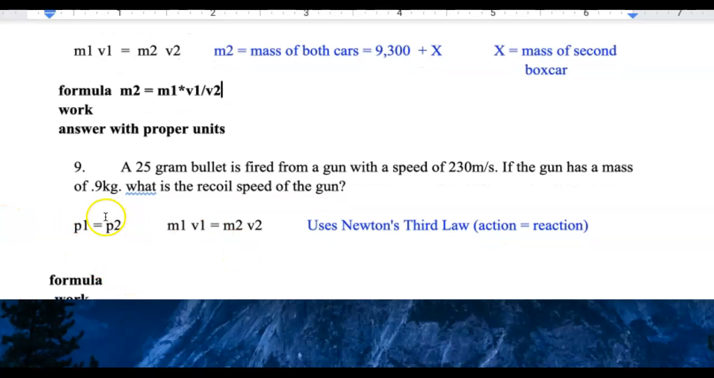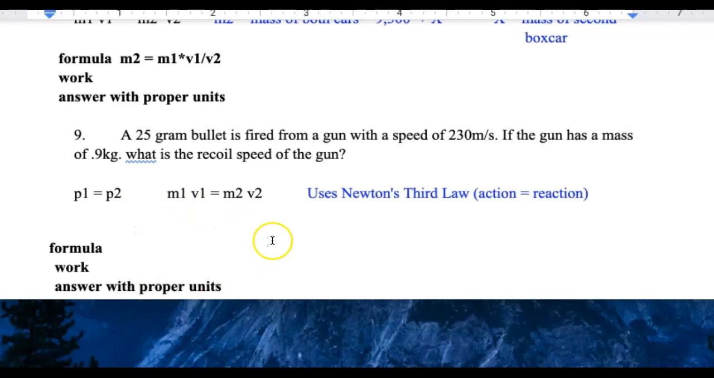All right, so you're going to do the same thing. So momentum 1 has to equal momentum 2. Again, M1V1 equals M2V2. Convert your bullet from 25 grams to a portion of a kilogram. Multiply that by your 230 meters per second. Okay? And if you divide it by the mass of M2, that's the gun versus the bullet, you should be able to get the recoil speed of the gun. All right? So make sure you set everything up.